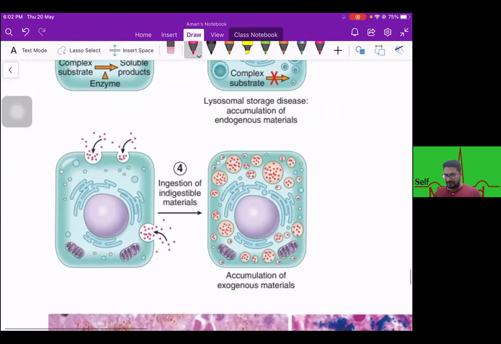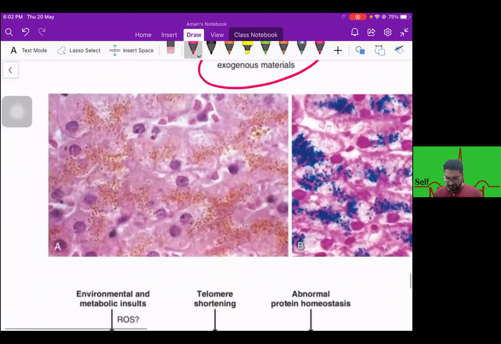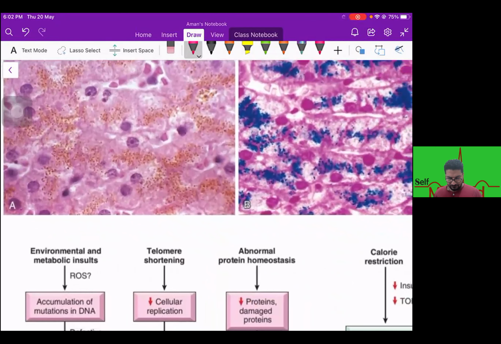Sometimes you will see indigestion of indigestible material, so there can be accumulation of some exogenous materials. This exogenous material could be pigment, it could be anything. In this slide, I can show you some of the pigments. So you can see this image.